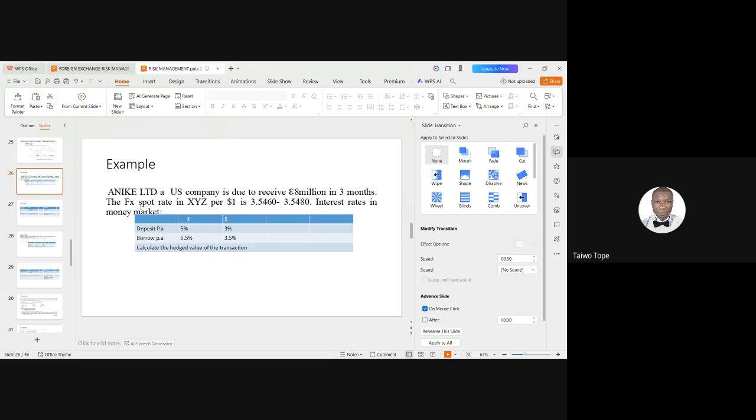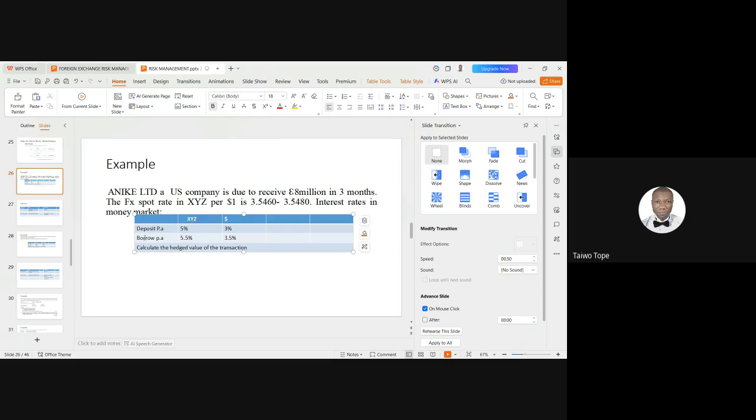So now, looking at this question, Anike Limited, a US company, is due to receive 8 million in 3 months. The foreign spot rate in dollars is 3.5460 to 3.5480. The interest rates in money markets are as follows.